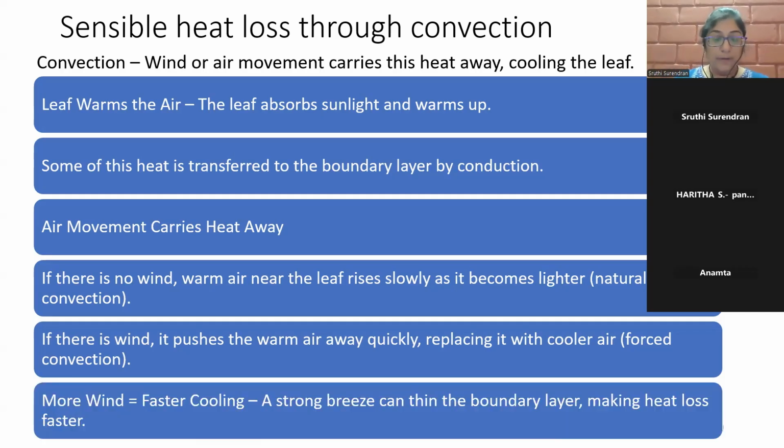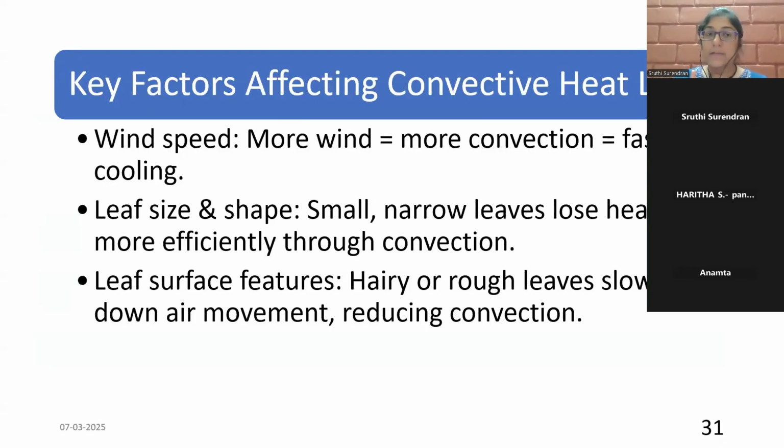So if there is more wind, there will be more dissipation of heat. If the wind is less, heat will be retained around the plant, which is going to keep making the plant or the leaf warmer. So convective heat loss is a function of the wind speed. So more wind, more convection, faster the cooling.